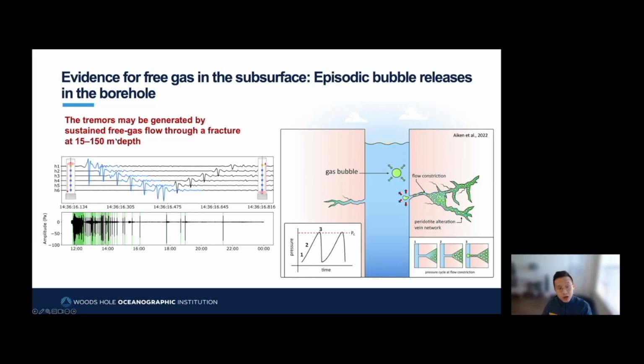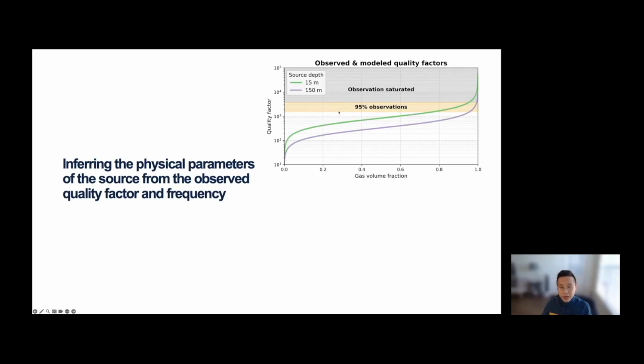So how do we come up with these numbers? 15 is the water table depth, and 150 is where previous works identified a steep drop in permeability in the boreholes. And this is why we think that the source is probably located in this depth range. Assuming this model, we can infer the physical properties of this fracture using the observed quality factors and frequencies of our harmonic tremors.